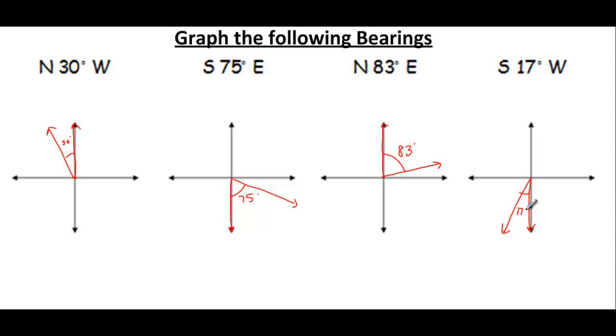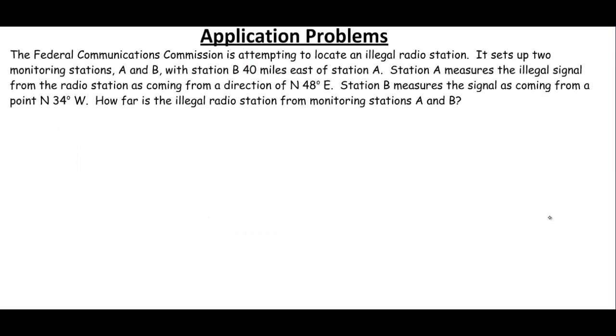The biggest thing you want to do is draw your picture big enough so you can see this detail in your graph. In our first problem, our main goal is to just draw the picture. We've already spent days using law of sines and cosines to solve a triangle once it's drawn, but now we're going to concentrate not on the solving part, but the drawing part. So the first example says the Federal Communications Commission is attempting to locate an illegal radio station. It sets up 2 monitoring stations, A and B, with station B 40 miles east of station A.